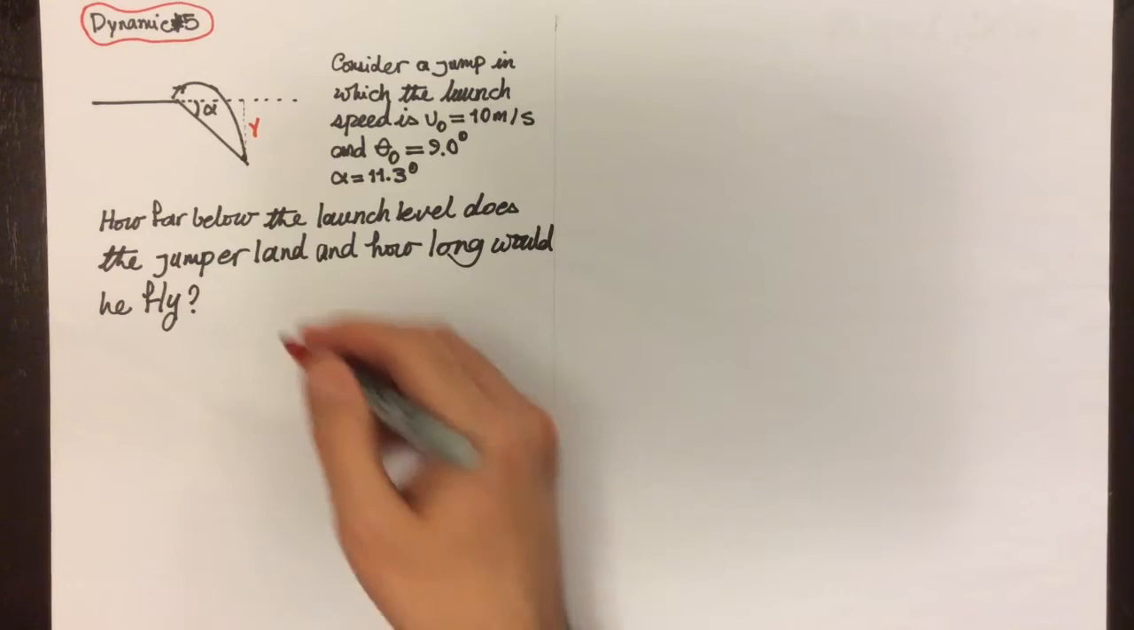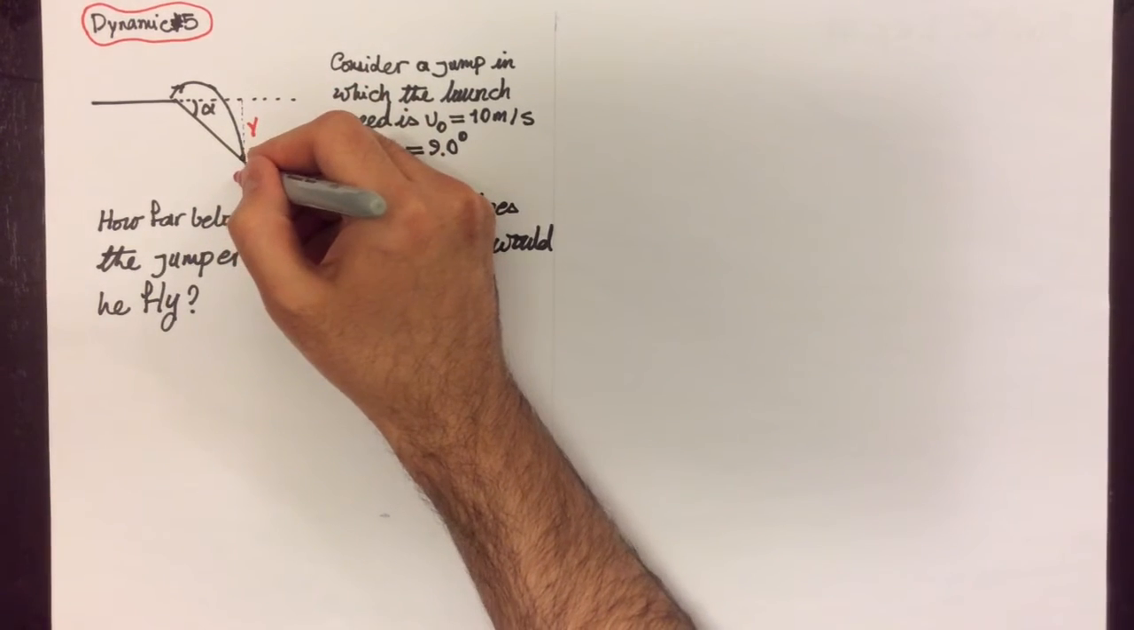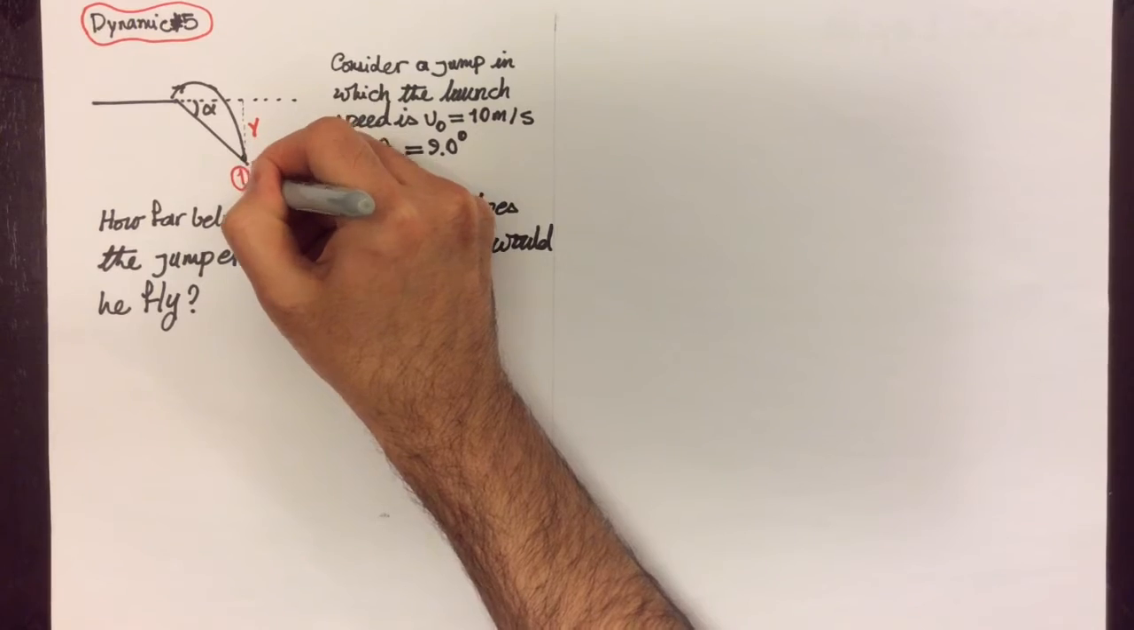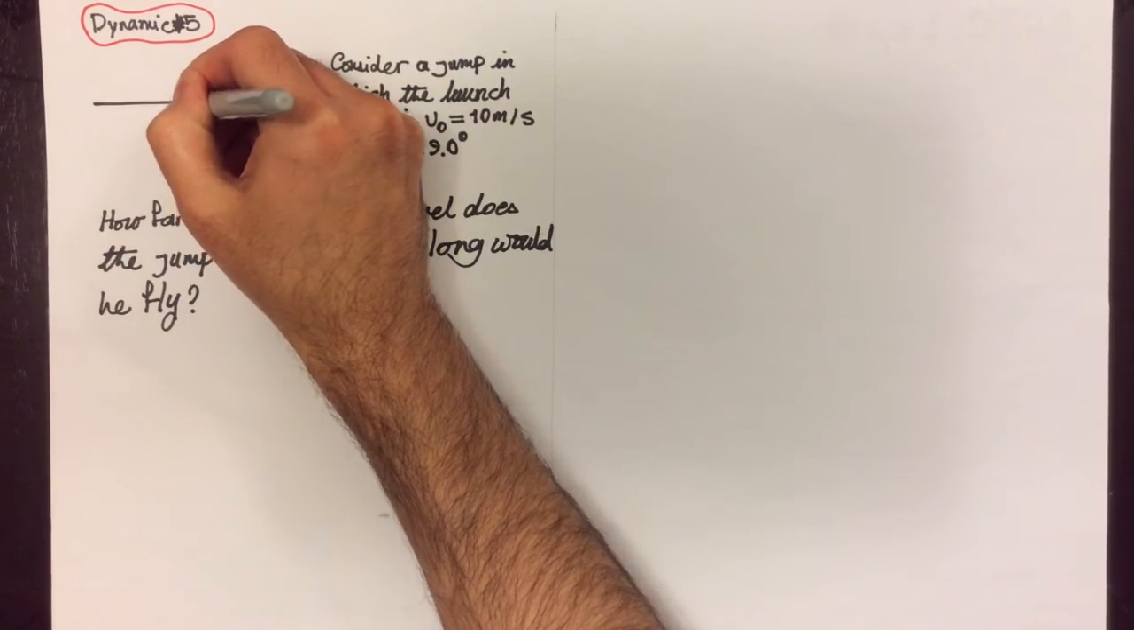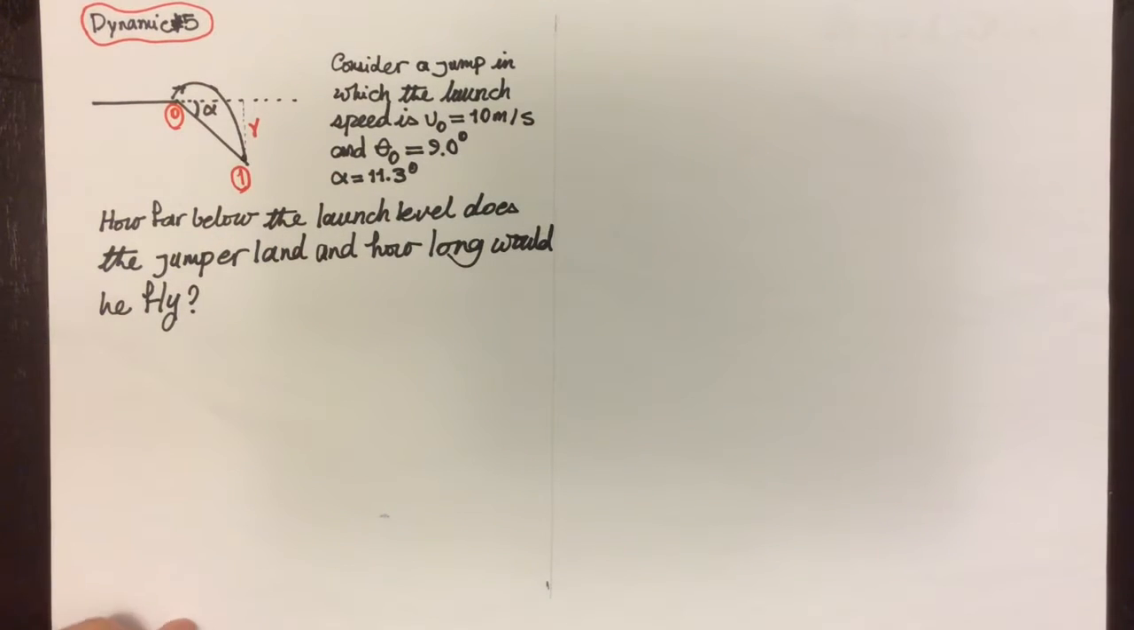So what I'm going to do is call this point 1, and this is my point 0. So you go from point 0 to point 1. The way I explain it every time, I ask the students to think about it this way: if you don't know where to start, you should think about this as a 2D problem. What is it that we know for two-dimensional kinematics problems? What do we know about them?